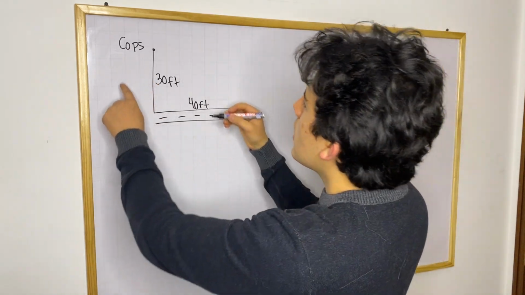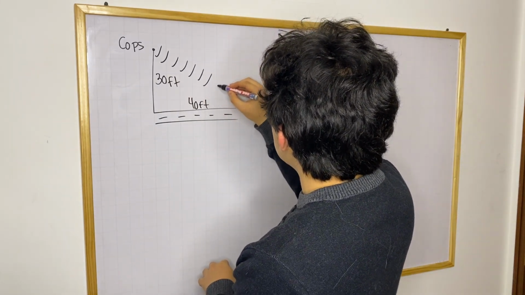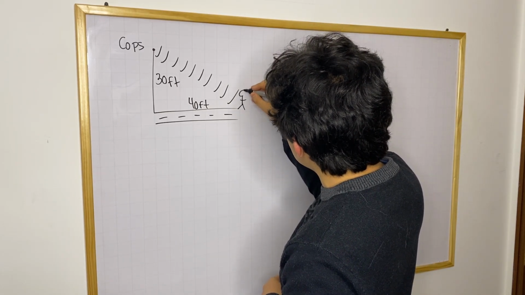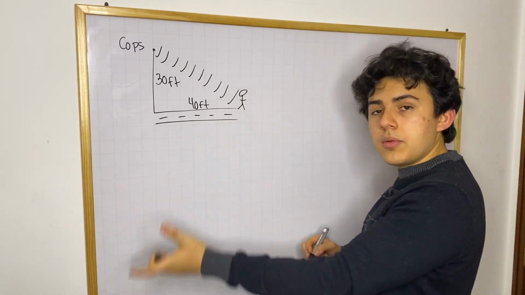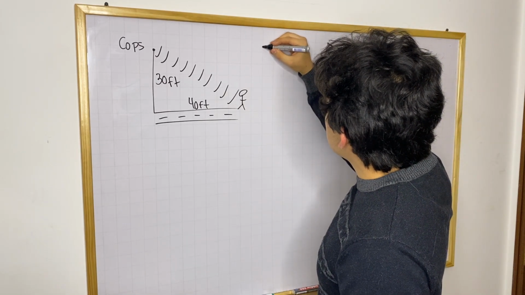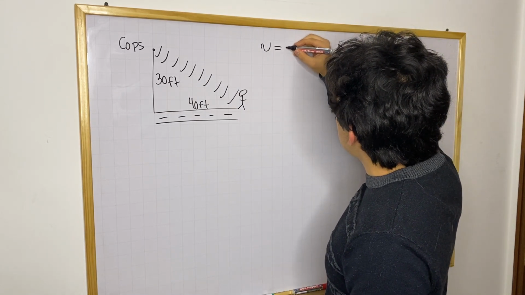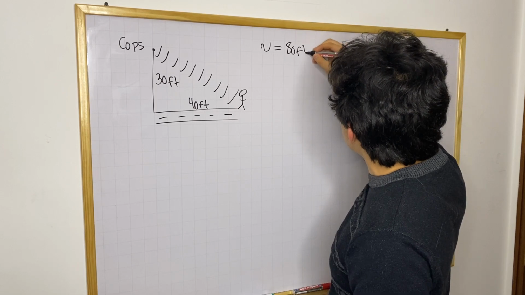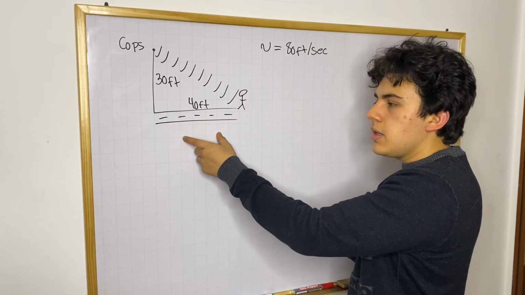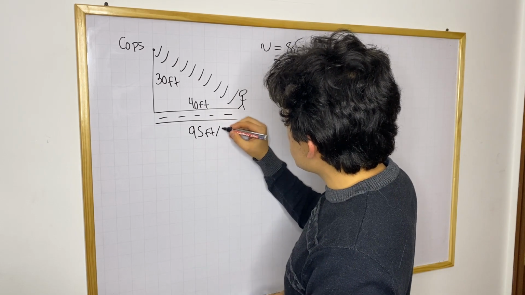And now we can say that the cops have some sort of radar. I'm going to say these are like waves. So they have some sort of radar. And let's say that you're here in your car, okay? You're here, and you're probably going too fast. Let's say your velocity, this is going to be v, is 80 feet per second, okay? And let's say that this road has a speed limit of 95 feet per second, okay?